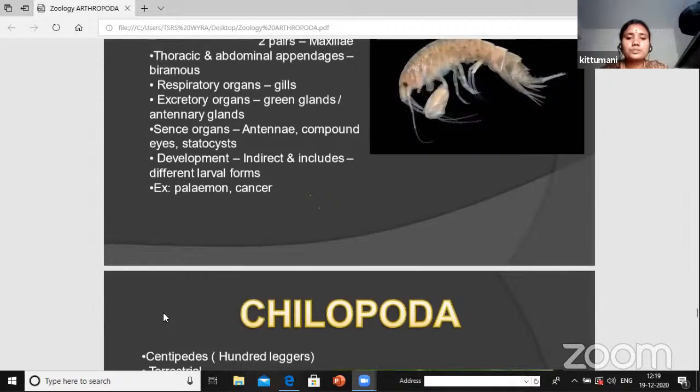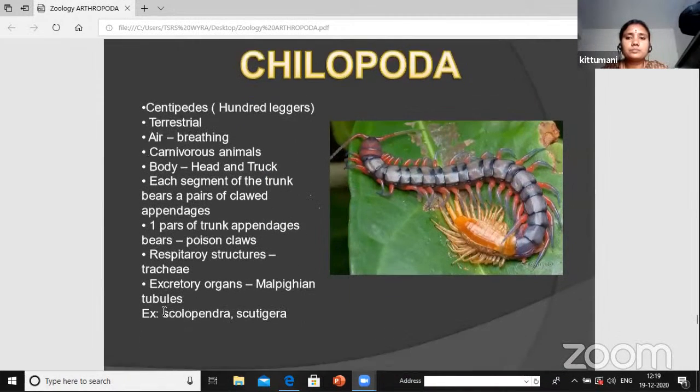The next, Chilopoda. The class Chilopoda, they are the centipedes. It is the important one. Centipedes means what? Centi means how many? 100 leggers. They are terrestrial, means they are related to the land habitat. Okay, land mode, air breathing organisms. They are carnivorous animals.